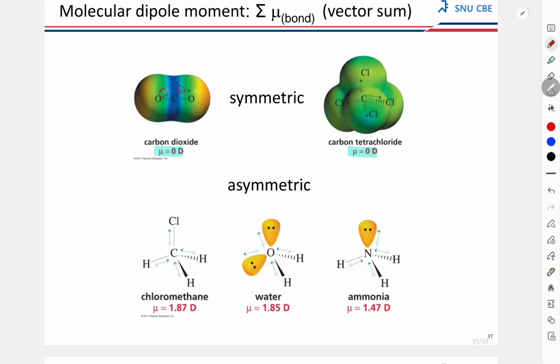These are symmetric cases. What about asymmetric cases? You have chloromethane, water, and ammonia. You can easily rationalize why these molecules have non-zero dipole moments. These are asymmetric, meaning they have asymmetric bonds, and the sum of the dipole vectors for each bond will not be zero in this case.